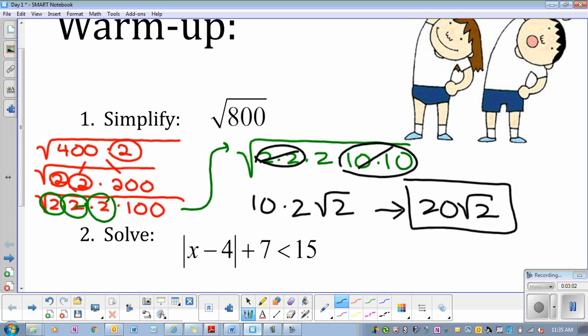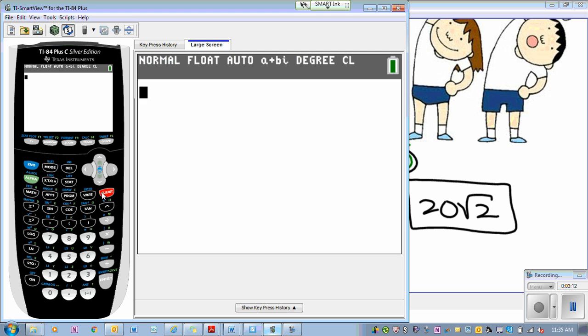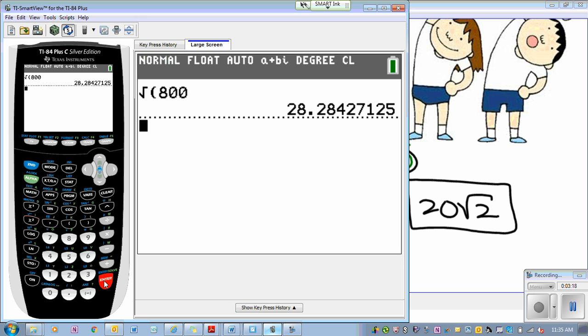And you know what? Here's another way that you can check just to make sure that you did this right, okay? You can go to your calculator. Let's see, if I did square root of 800 and I get a weird decimal, it's fine. Put in your simplified form, 20 root 2. Do you get the same thing? Yes. So that's how you can also check yourself and make sure that you simplified it correctly. Okay?